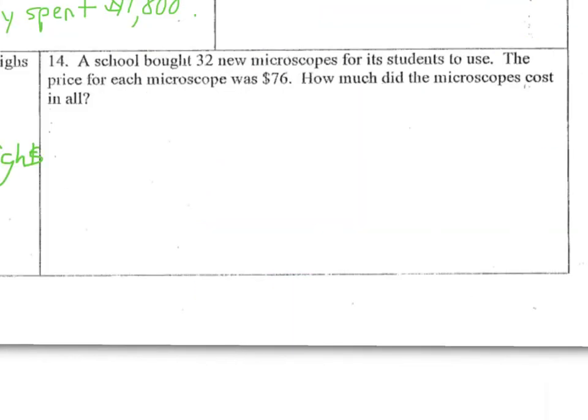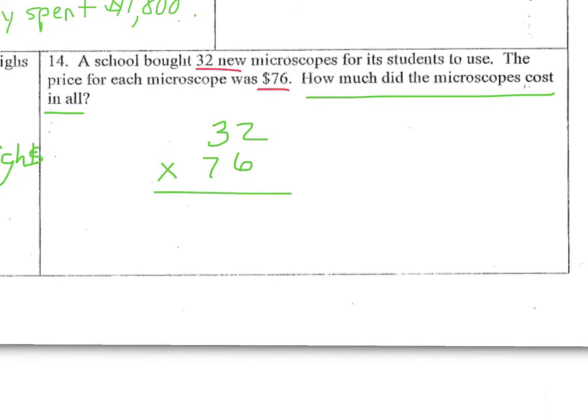All right, number 14, go ahead and pause to read the question. I've underlined some important information. What we need to do here is find how much did the microscopes cost in all. They bought 32. Each one was $76. And all you have to do is multiply.